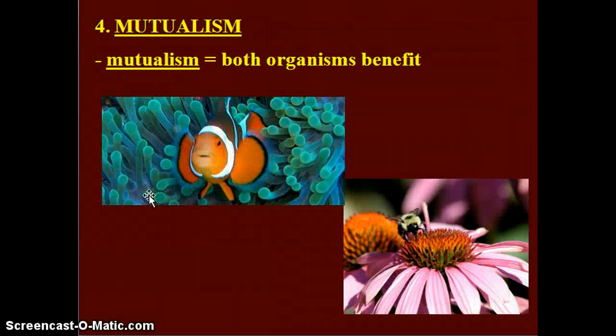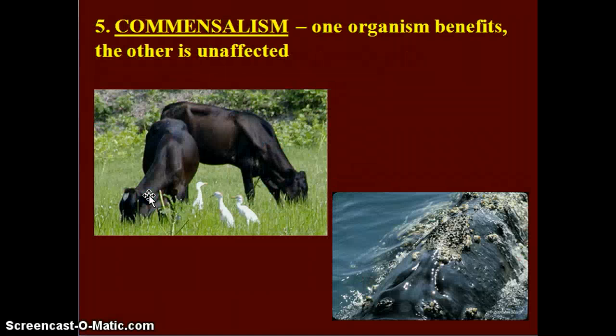M, CCMPP, is mutualism, where both species benefit. We see there is Nemo, the clownfish, and the sea anemone. They both benefit by living together. And you also see the insect, the bee, pollinating the flower, and the flower feeding the bee. So it is a mutualistic symbiosis.